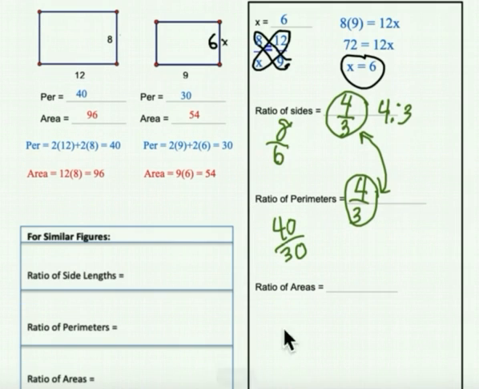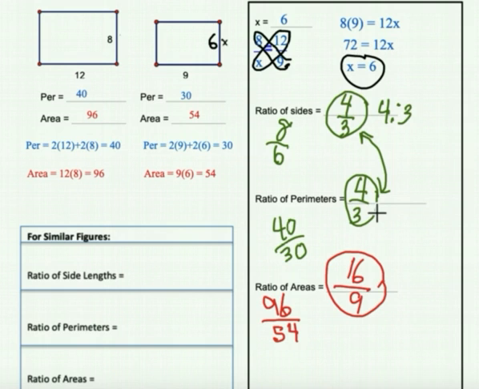So then that means that the ratio of the areas of these two rectangles will be 96 to 54. And both 96 and 54 are divisible by 6. So this ratio, when you divide each the numerator and denominator by 6, reduces to 16 over 9. So there's a 16 to 9 ratio, not the same as the ratio of sides or ratio of perimeters. However, it is the ratio of sides squared.